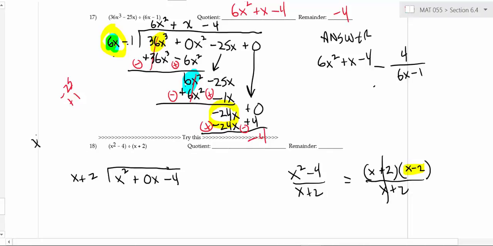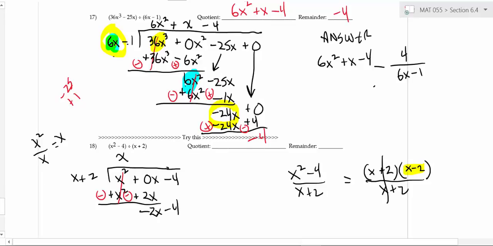You would do x squared divided by x first, so that would leave you the x. Then you multiply. X times x is positive x squared. X times positive 2 is positive 2x. Now you're ready to change the signs because you're subtracting. That cancels. You guys catching on that it always cancels? If it doesn't, you've messed up. 0 minus 2 is negative 2x. Then bring down the minus 4.